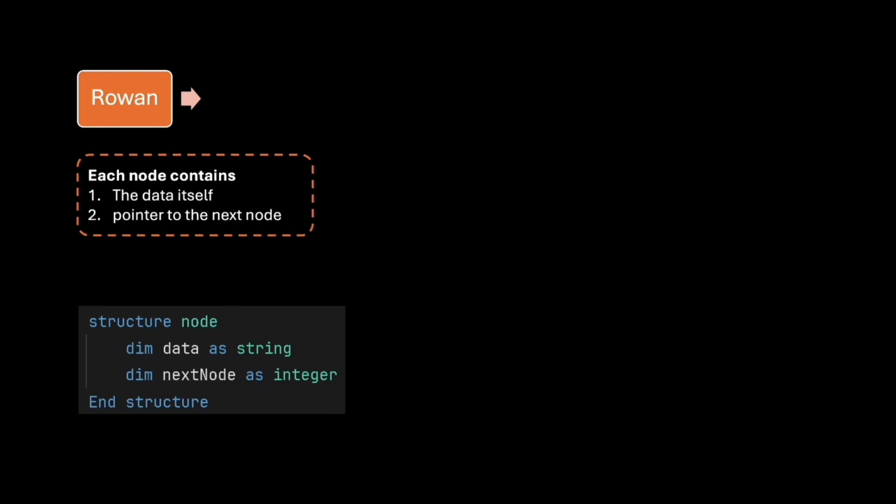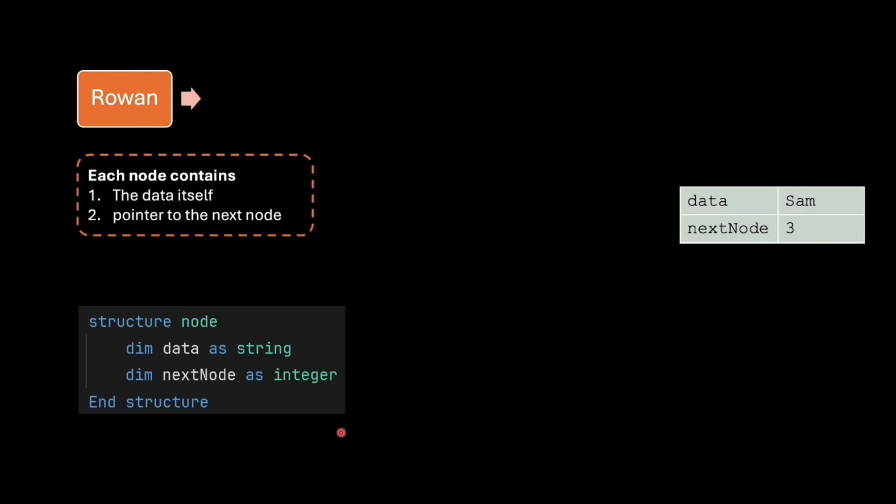So this is how we will declare a record data type in VB.NET. Now we can store the 2 properties of a node. So here we have the data, which is Sam, and then the next node pointer, which is pointing to index 3.